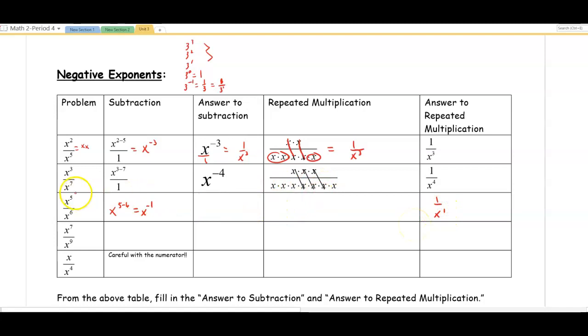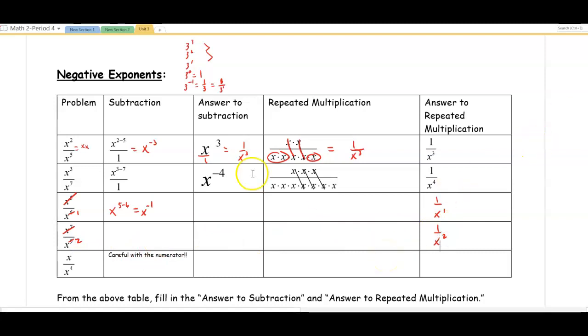But what I like to see is 5 on top, cancel them out. Cancel 5 off the bottom, what do I have left? X to the first on bottom, so it's 1 over x to the first. The next one, x to the seventh over x to the ninth, cross all 7 x's out. Take 7 off the bottom, what are you left with? X squared, so 1 over x squared.